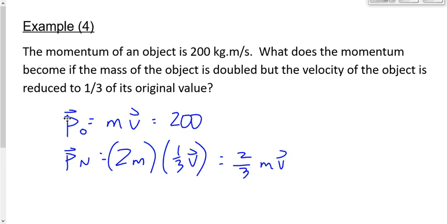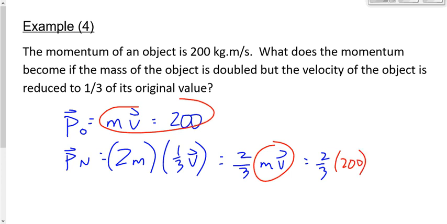Good news, though. What's mv equal to? Look, mv is equal to 200. That's what we wrote down in my first step. So I'm going to say the new momentum is 2/3 times 200. And when I do that, I think I get 133. Is that right?